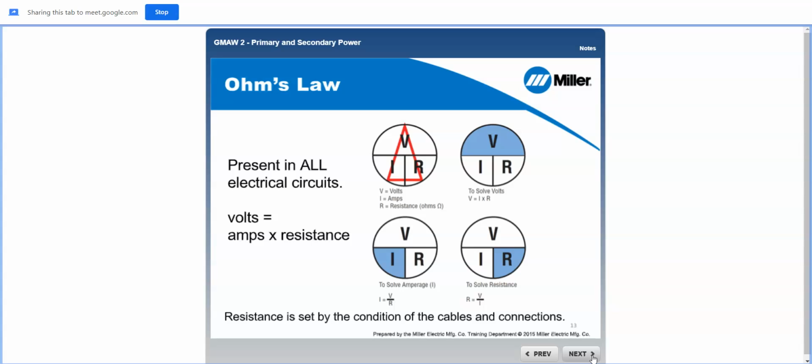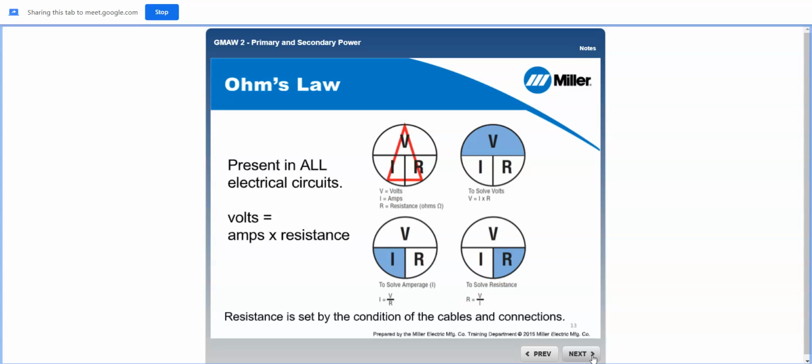Ohm's law. This is present in all electrical circuits, and basically the math formula works out that volts equals amps times resistance. And resistance is set by the condition of the cables and the connections. The entire circuit of weld cables and connections offers some resistance. Resistance is the unknown welding variable and is a source of welding problems. Copper strands in the GMAW gun or in the work lead become more resistive and get hot.